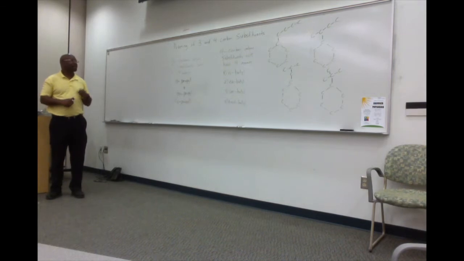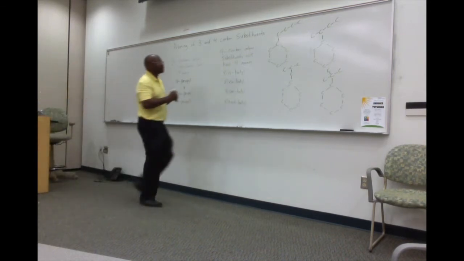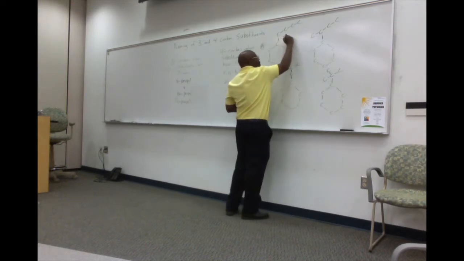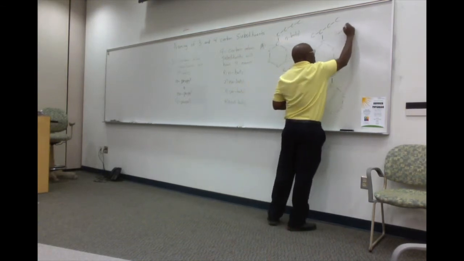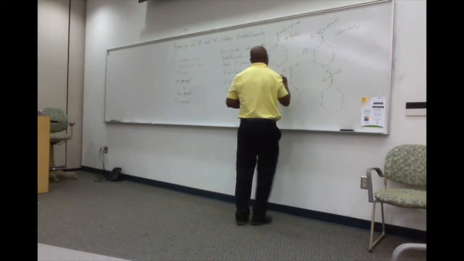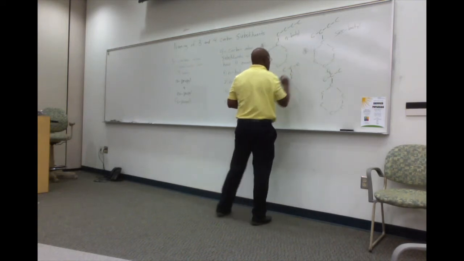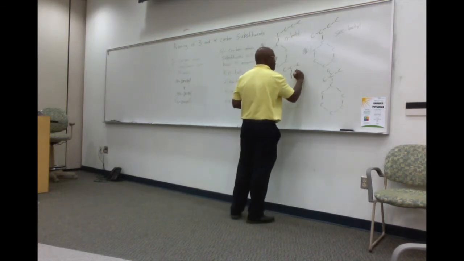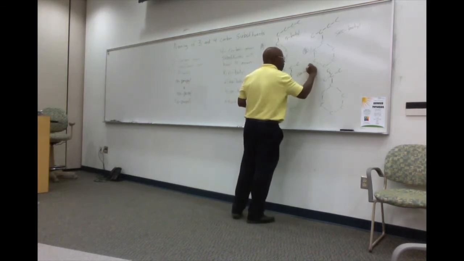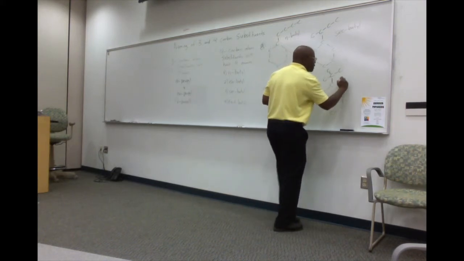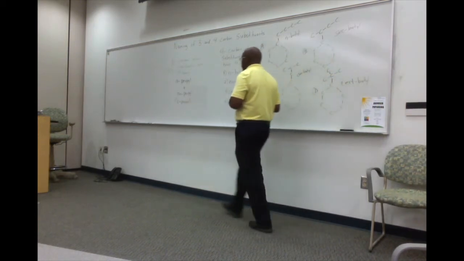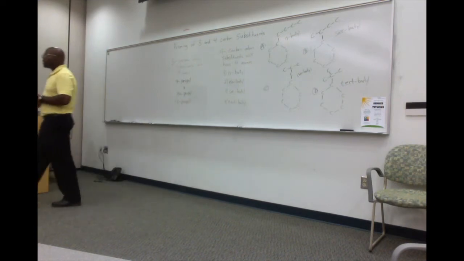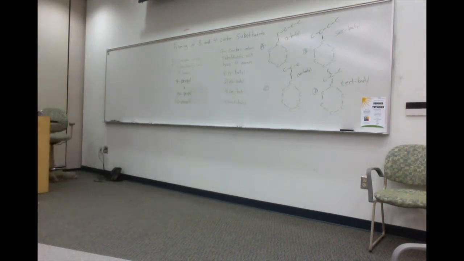And what you get: n-butyl, sec-butyl, then we have C, which is isobutyl, and we have D, which is tert-butyl. We're going to have you name a particular group as far as doing the IUPAC naming. We're trying to find some fun stuff to do.